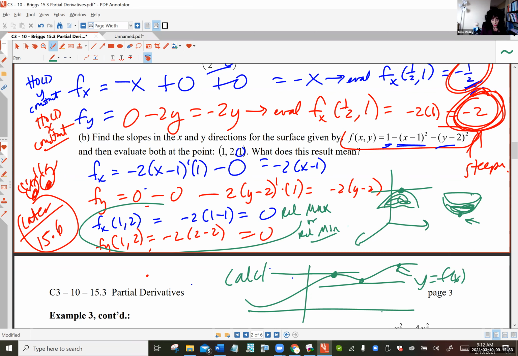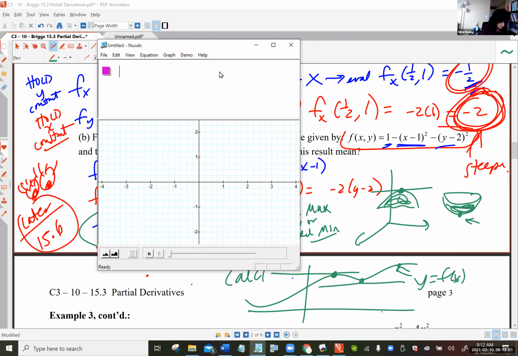And one way to tell would be to graph this puppy with a graphing system. And the other way to tell is, well, I can't tell you yet. That's later on in this chapter. We have ways of figuring out if you've got a max or a min. Okay, so stick around. But if I were to graph this puppy, I go z equals 1 minus parentheses x minus 1. Nope.